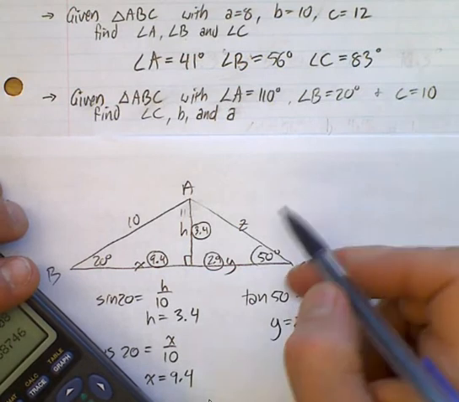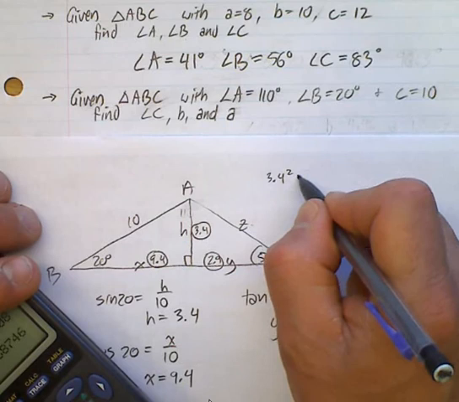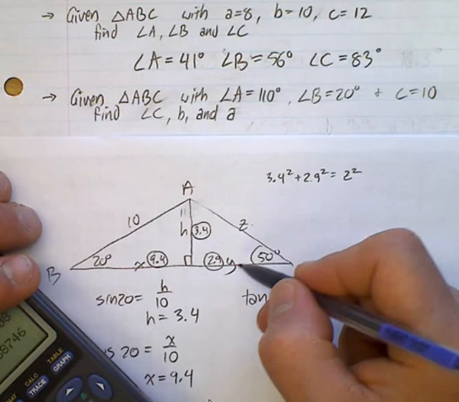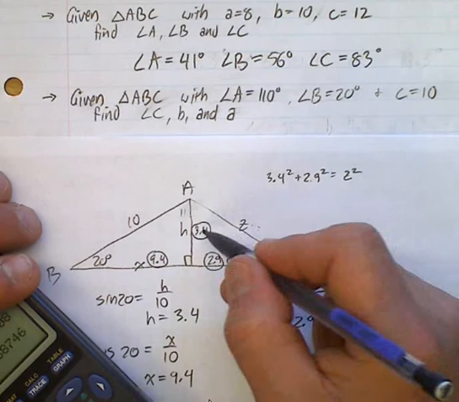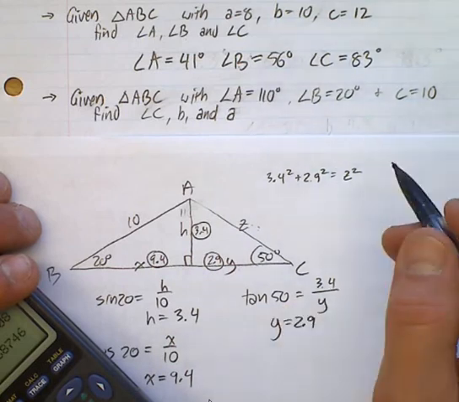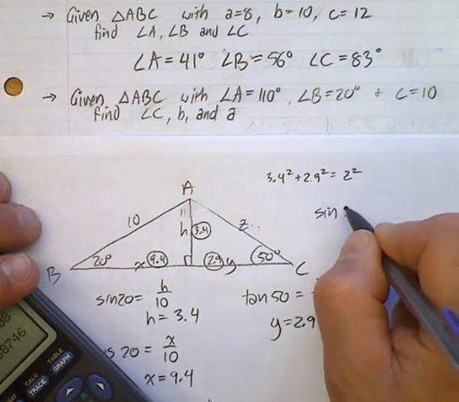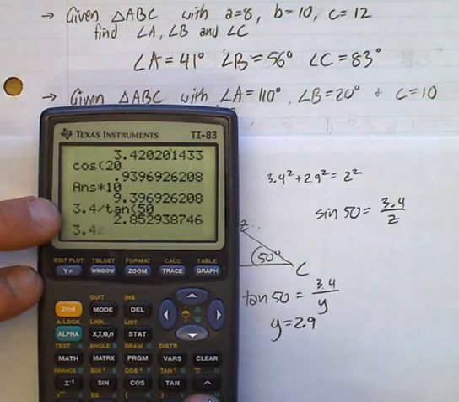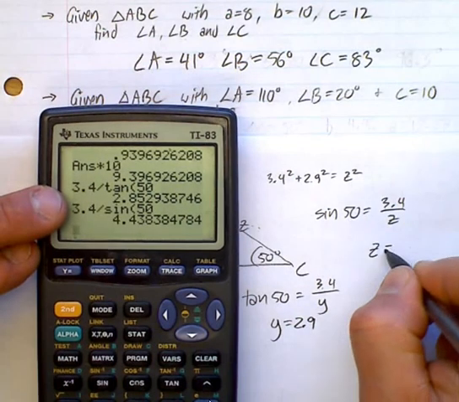The last thing we have right up here is z. We can use Pythagoras, 3.4 squared plus 2.9 squared is equal to z squared. We can use cosine, adjacent over hypotenuse, or sine, opposite over hypotenuse. That might give you a little bit of a different answer because we've rounded them off, but I'd say it doesn't really matter which way you do it. So sine of 50 is 3.4 over z. So in this case, again, 3.4 divided by sine 50, and we end up with 4.4. Okay, z is 4.4.